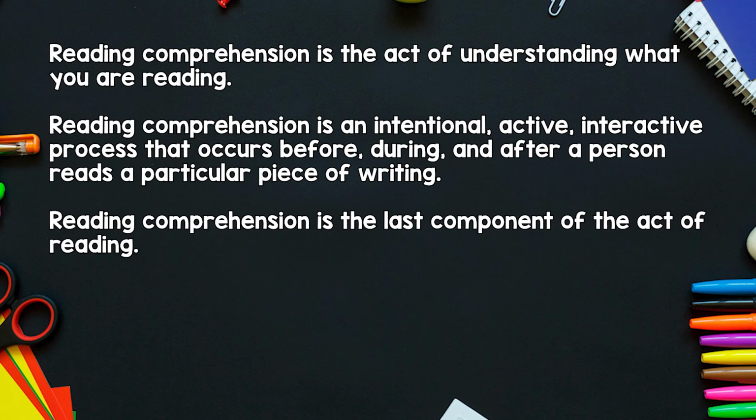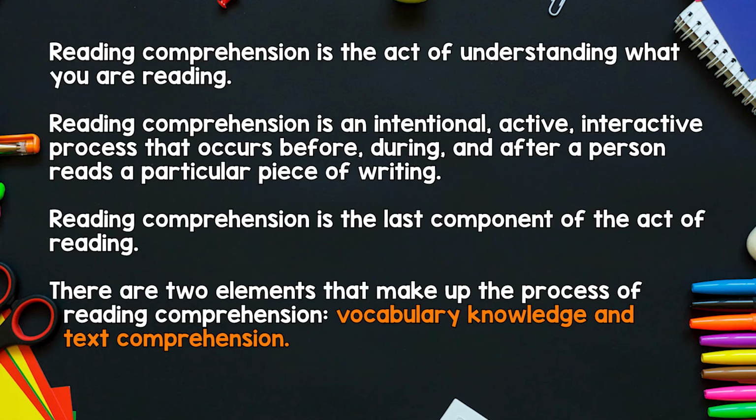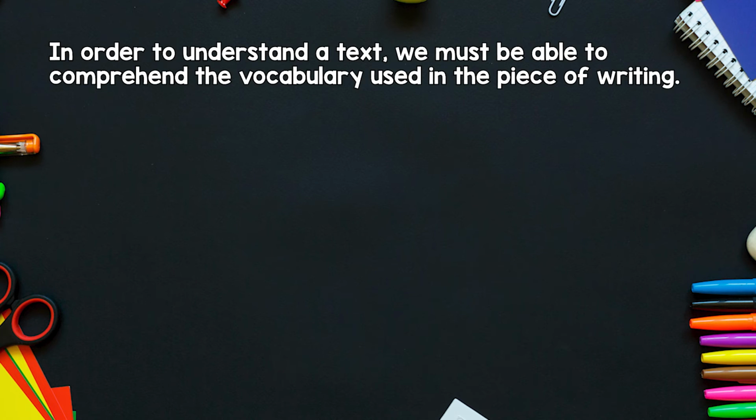Reading comprehension is the last component of the act of reading. It means that it brings everything into one. It means that you are well-rounded in your reading knowledge. There are two elements that actually make up the process of reading comprehension, and those are vocabulary knowledge and text comprehension. Now, in order for you to understand the text, you must be able to comprehend the vocabulary, simply meaning the words which were used in the piece of writing.